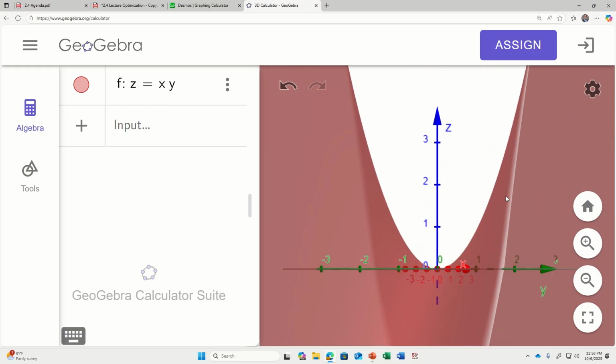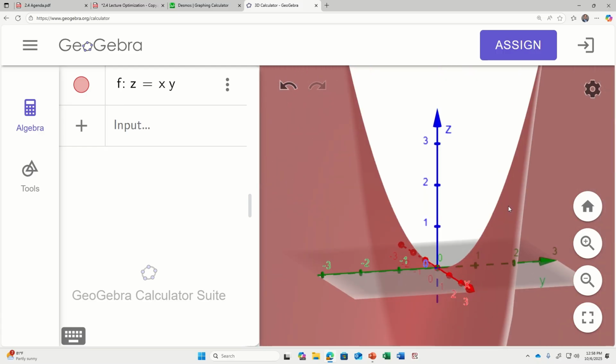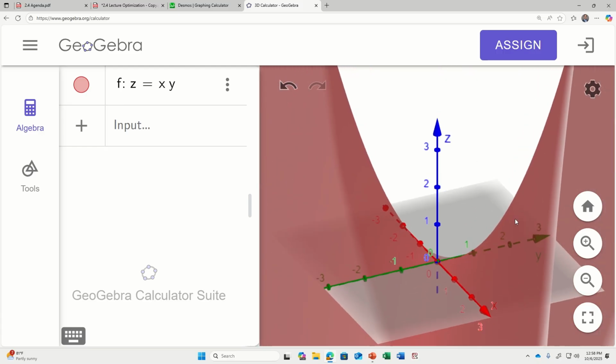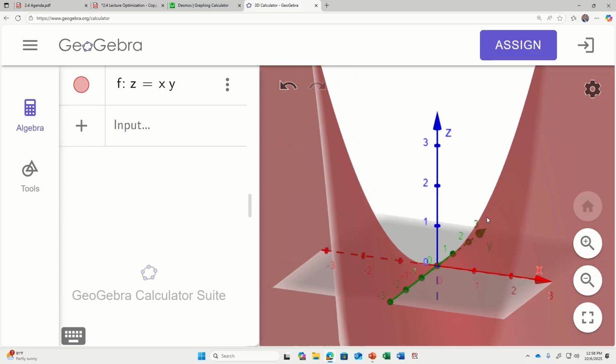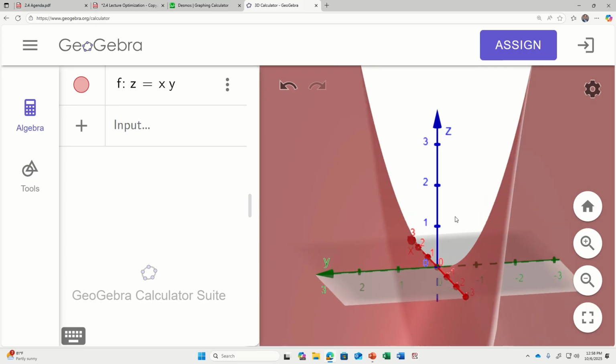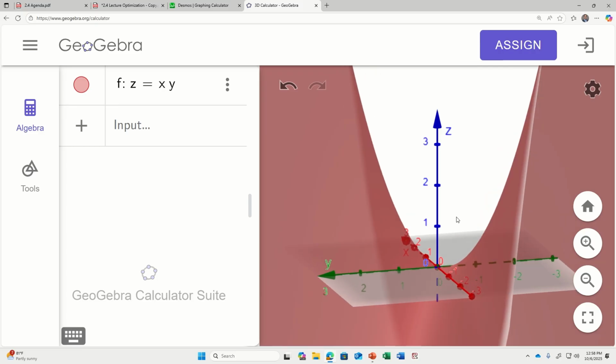And that should look really familiar to you. It's just rotated 45 degrees, isn't it? Okay?